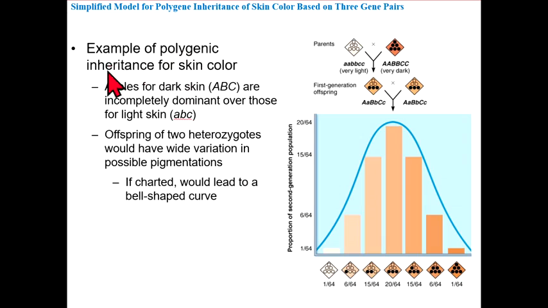So this is polygenic inheritance, and our example with skin color actually uses 3 genes instead of 1, where the offspring of 2 heterozygotes would have this wide variation of possible pigmentations. And if we chart it like we did here, we get the bell-shaped curve.